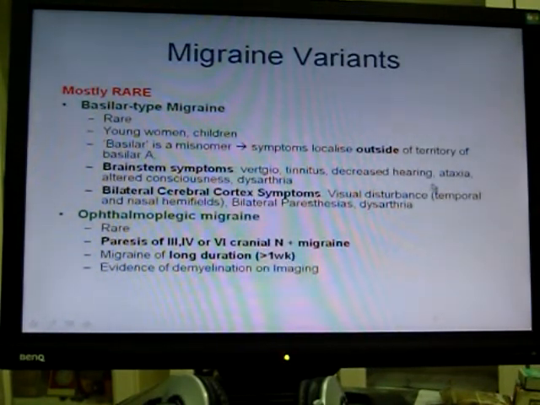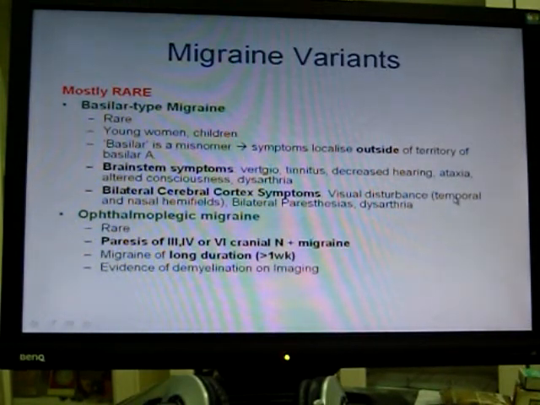Bilateral cerebral cortex symptoms will be like visual disturbance. Classically, the visual disturbance of a basilar type migraine, as opposed to your typical migraine with visual aura, is that in basilar type migraine the visual disturbance is both temporal and nasal. Both temporal and nasal hemifields are affected, which means it's probably a problem in the bilateral occipital cortices, rather than something homonymous, which probably means a problem within the parietal lobe, where the visual pathways sweep through, or probably the temporal lobe also, as Meyer's loop goes through it as well.